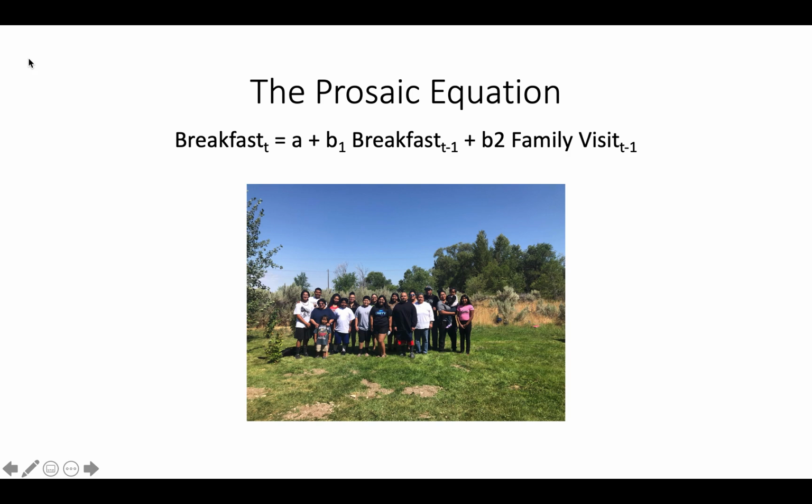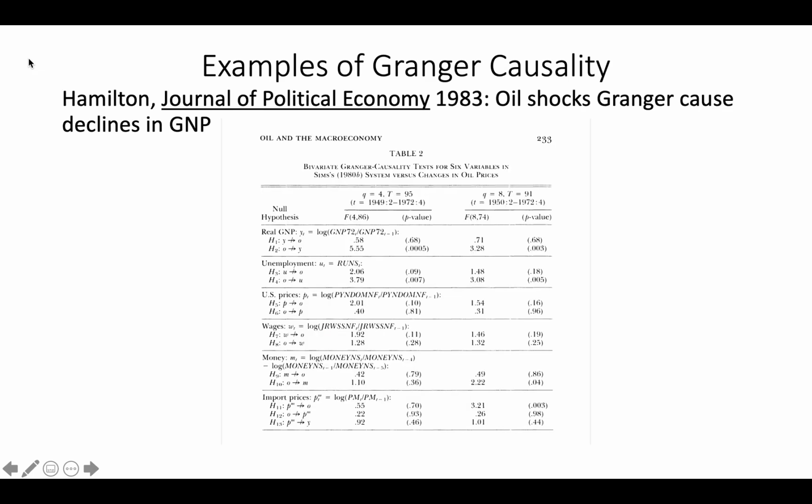So we could say that the family visit Granger causes changes in my breakfast eating habits. Okay, that's enough about my breakfast. I've got some examples of Granger causality.